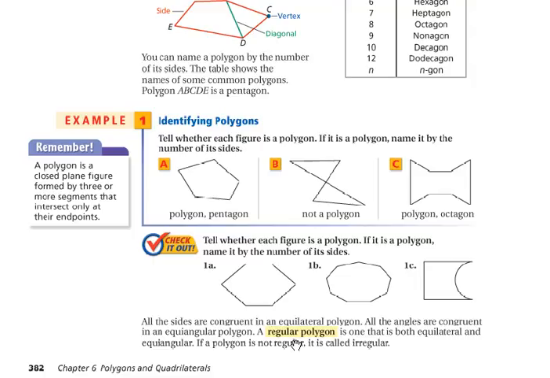And then this is an important term here. A regular polygon is one that is both equilateral and equiangular. If a polygon is not a regular polygon, then it is called irregular. So we'll look at some regular polygons.